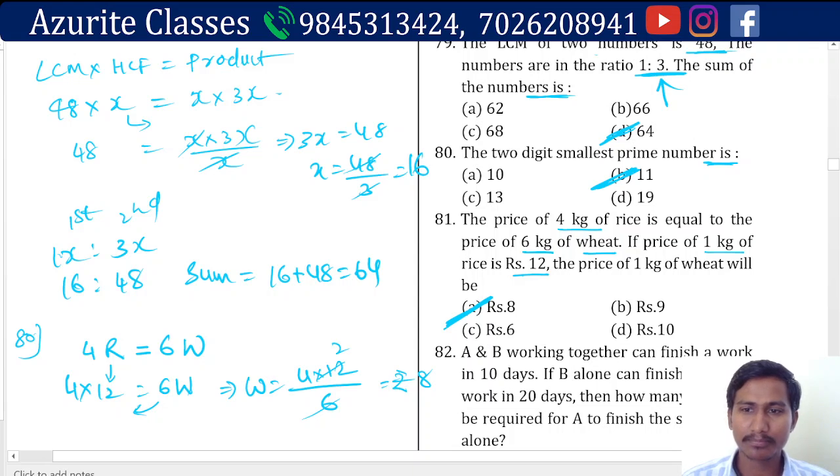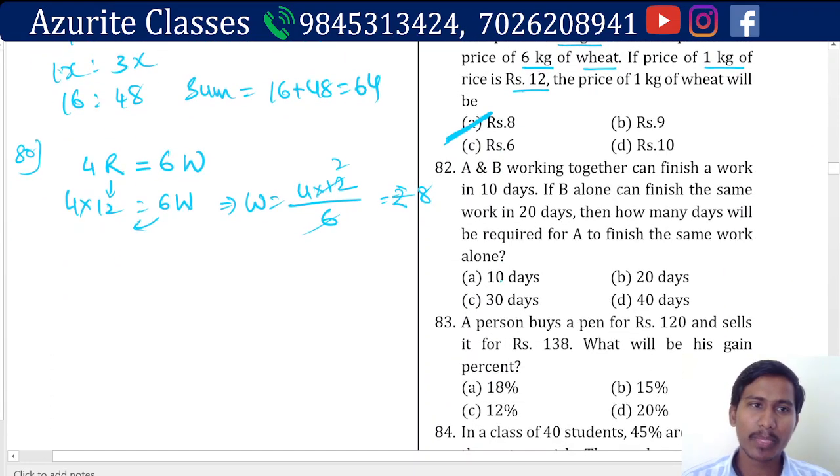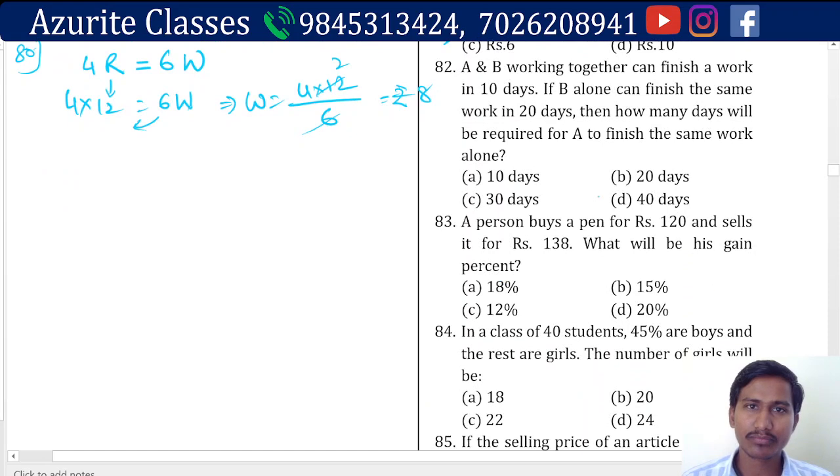Okay, good. Now let us go to the next question, that is question 82. So what is question 82? A and B working together can finish a work in 10 days. B alone can finish the same work in 20 days. Then how many days are required for A to finish the same work alone? So here we will do it.